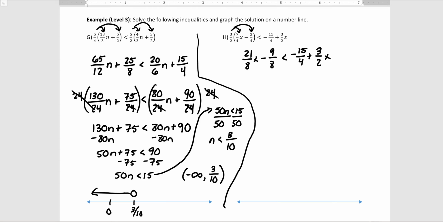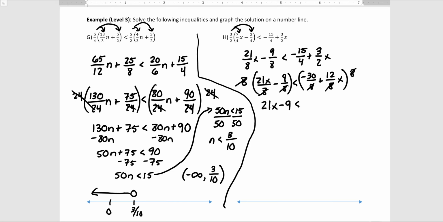So using what we did on letter G, hopefully we saw now, let's get some common denominators. So 8 would work here. So 21x over 8 minus 9/8 is less than, I need to multiply this by 2, so negative 30/8, 2 over 2 of course, really I'm multiplying by 1, and then multiply this by 4, so 12 over 8x. Multiply both sides of the inequality by 8, and all of those 8s would now divide out. So I'd be left with 21x minus 9 is less than negative 30 plus 12x.